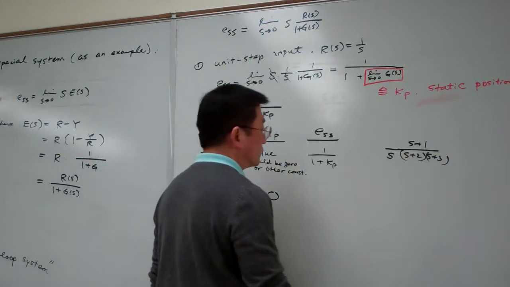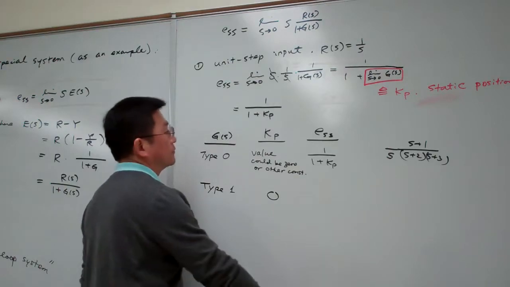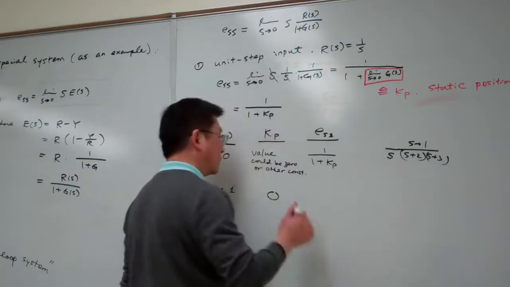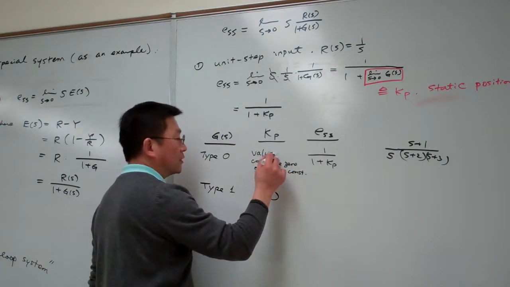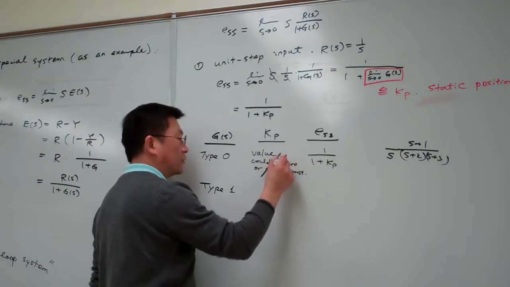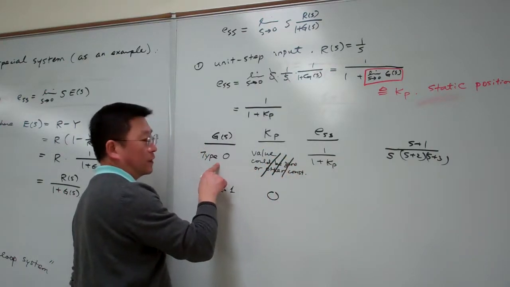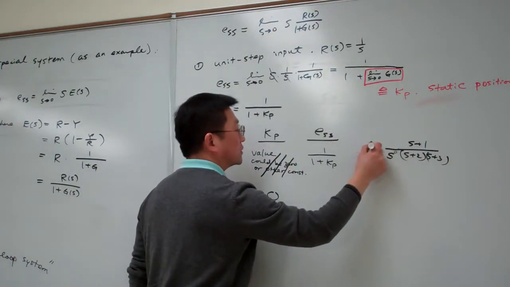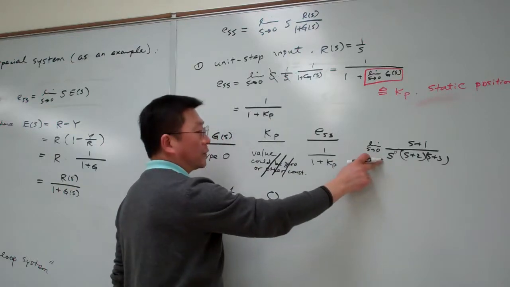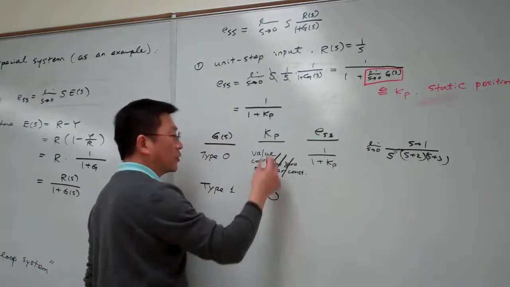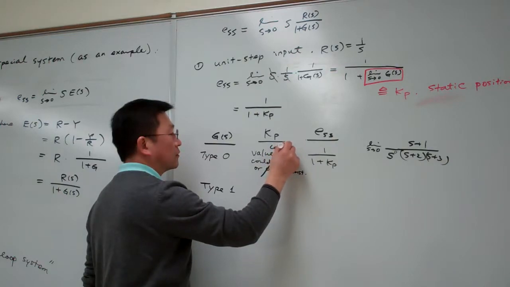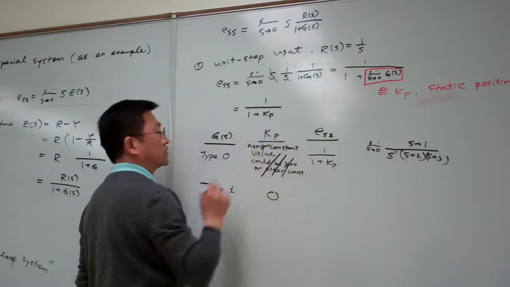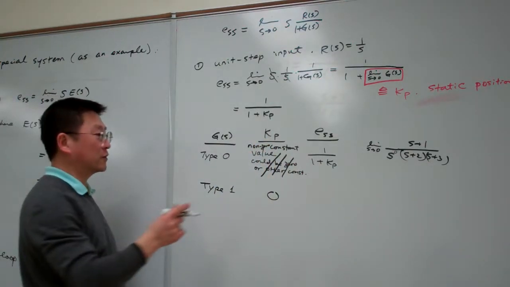Sorry, my mistake. I confused myself with that one. Can I start over again? Basically, let me modify this. For the type 0 system, it is this. And Kp by definition is taken as s approaches 0. So for a type 0 system, you can see that Kp will always be a certain constant, and that constant is a non-zero constant. So that is Kp1.